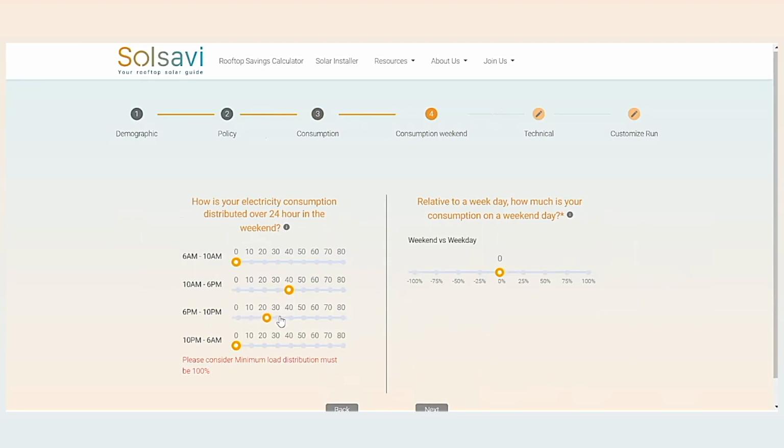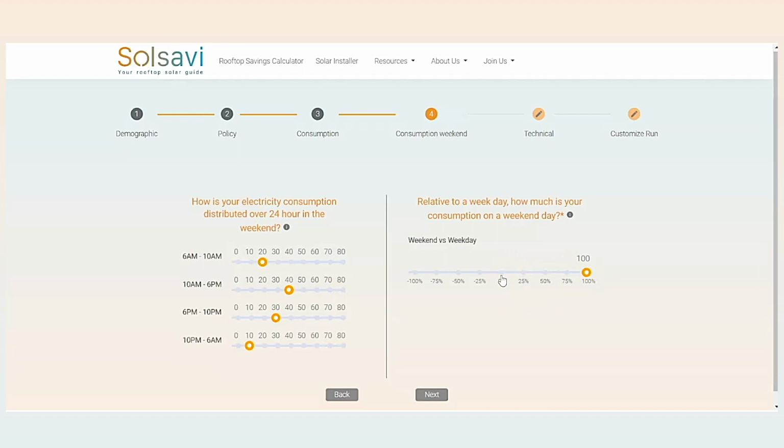However, the remaining time sections take a different pattern here, and this provides you the consumption for the weekend. We can also define to what percentage this weekend consumption varies with respect to weekday. If you think that your weekend consumption is more than your weekday, you can select positive numbers, that is either 25% more or 50% more or even 100% more.